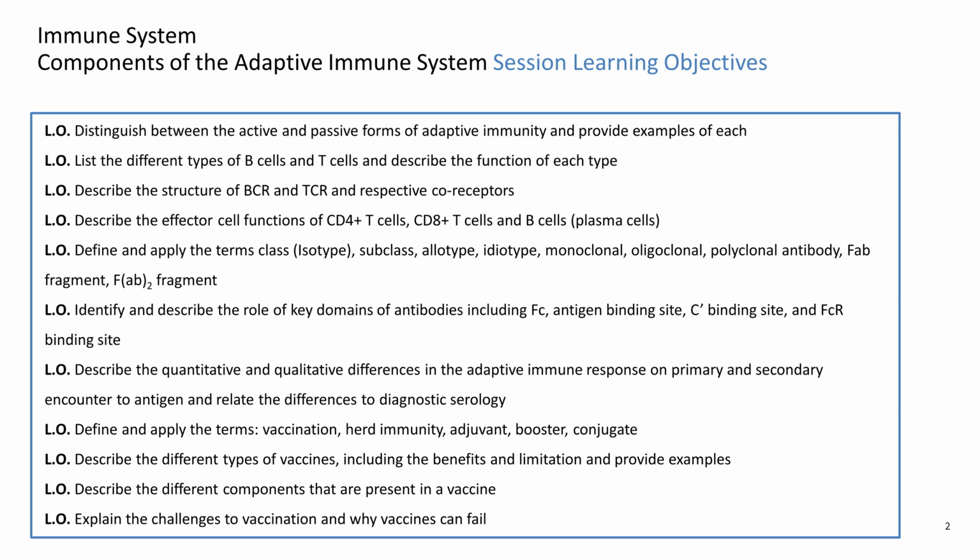We'll define and apply the terms vaccination, herd immunity, adjuvant, booster, and conjugate. Describe the different types of vaccines, including the benefits and limitations, and provide examples. We'll describe the different components that are present in vaccines, and explain the challenges to vaccination and why vaccines can fail. All right, people, let's get started.